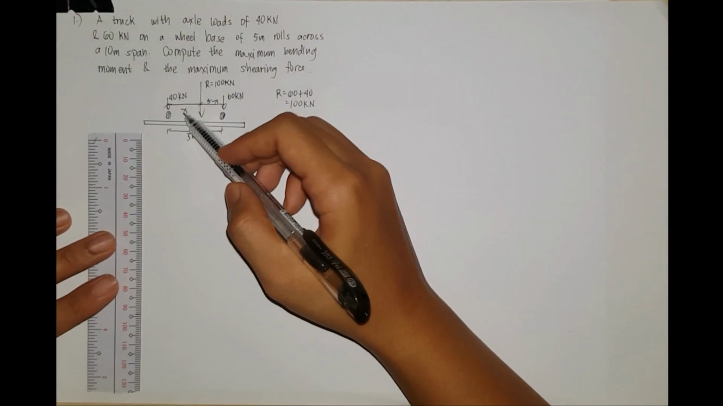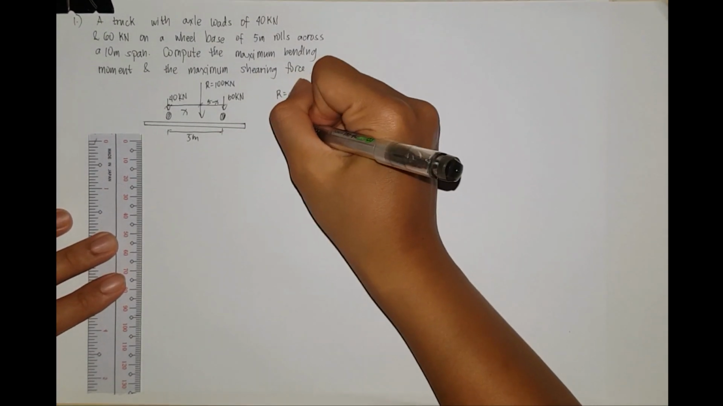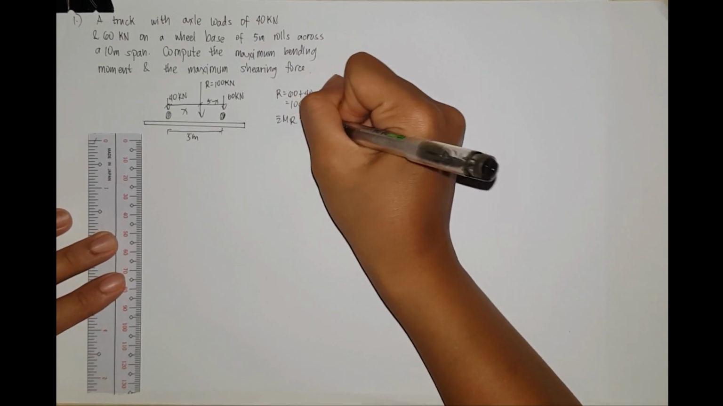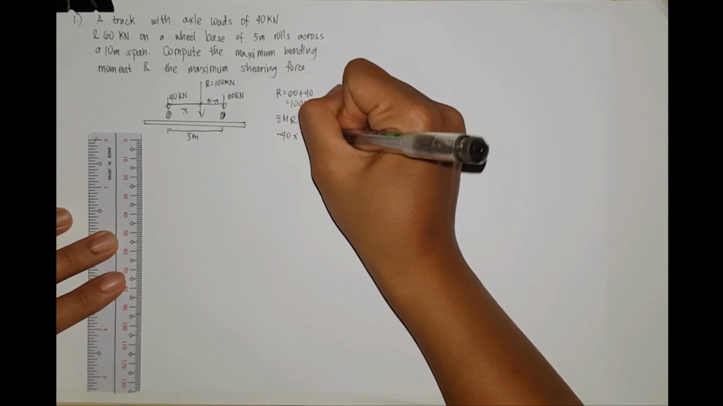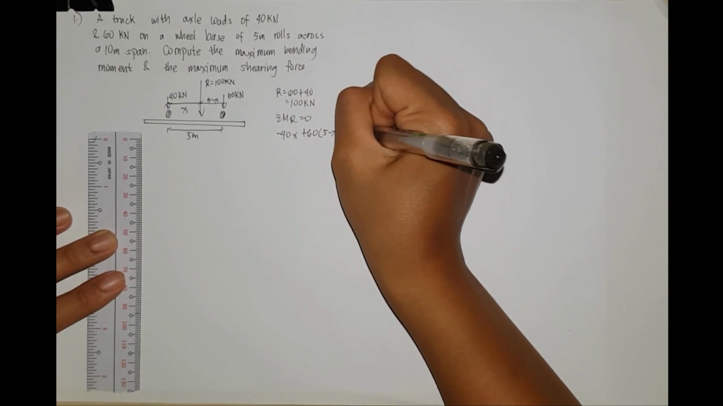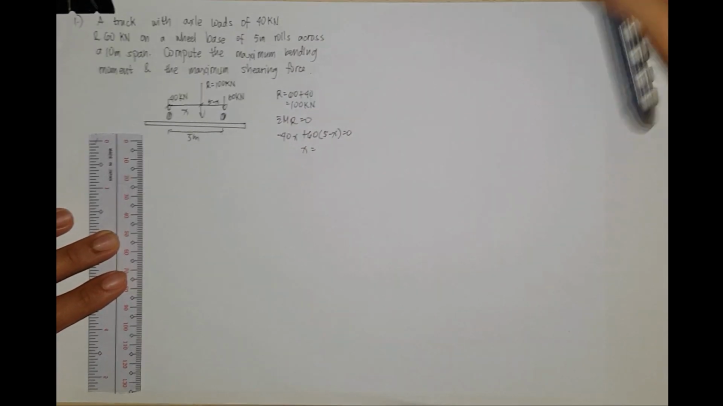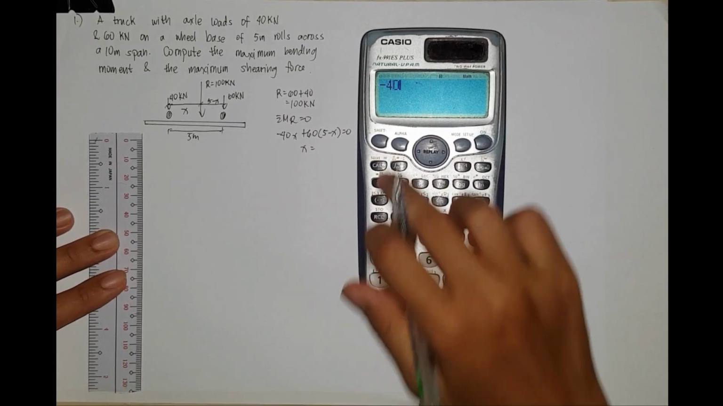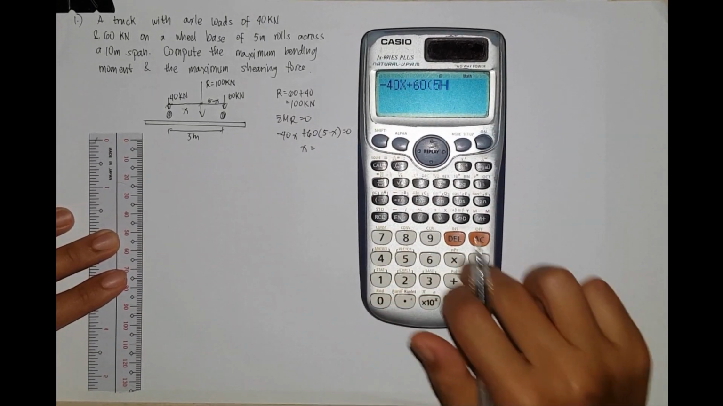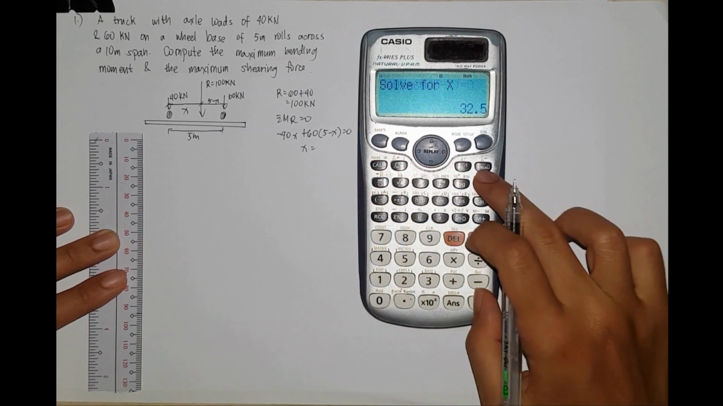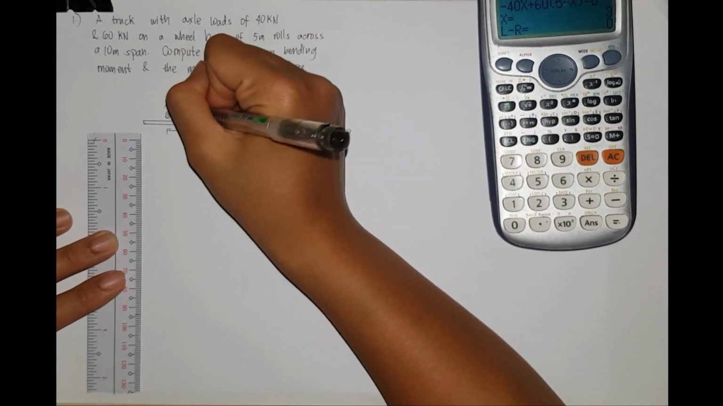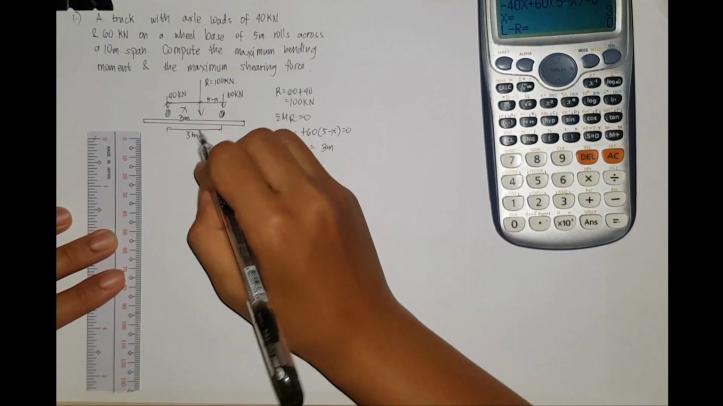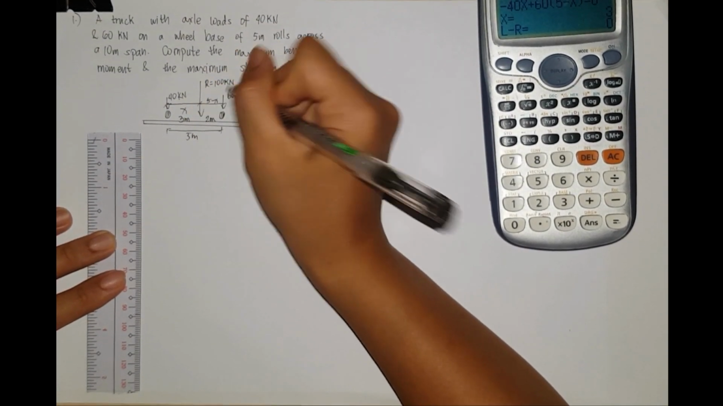So we will determine the value of x here by having the summation of moment at R is equal to 0. So we have negative 40 multiplied by x plus 60 multiplied by 5 minus x is equal to 0. Therefore, x is equal to 3 meters. So this is 3 meters. So 5 minus 3, so this is 2 meters.